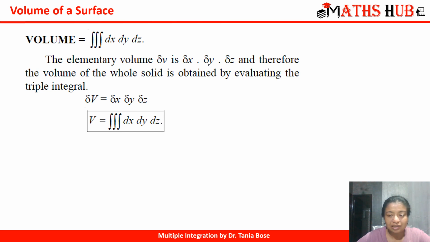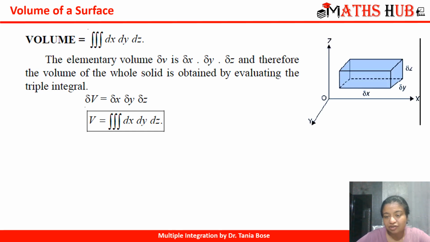Now, when we are calculating the volume of a surface, for example, if I have a cuboid, it will have three dimensions, that is x, y, and z. A small change in x is denoted as delta x, a small change in y as delta y, and a small change in z as delta z, right? So here, the formulation for volume is given by the triple integral of dx dy dz.